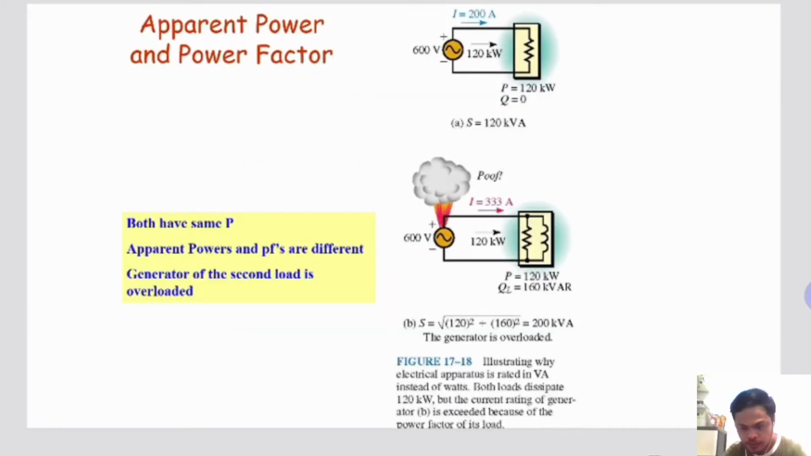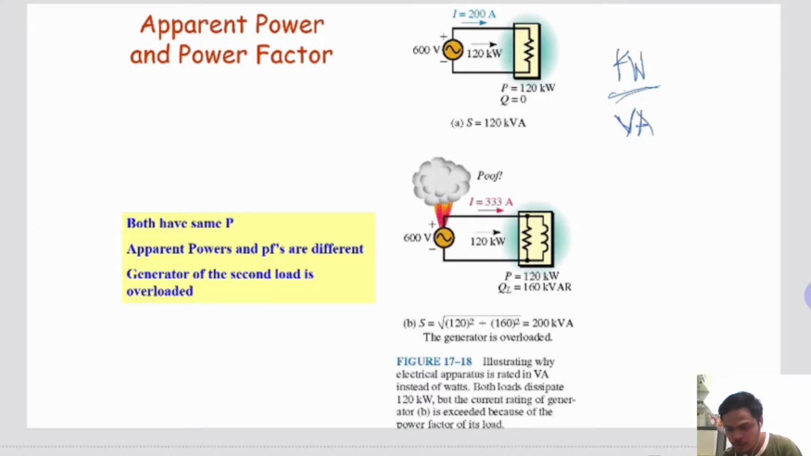So what is the difference between apparent power and power? What's the main use of power factor in the system? Usually the rating of our load is given in kilowatts. We are familiar with kilowatts, but actually it has to be given in terms of VA. So take for example this two case scenario. Here we have the load, a purely resistive load.